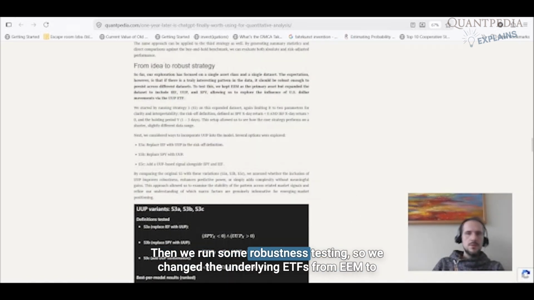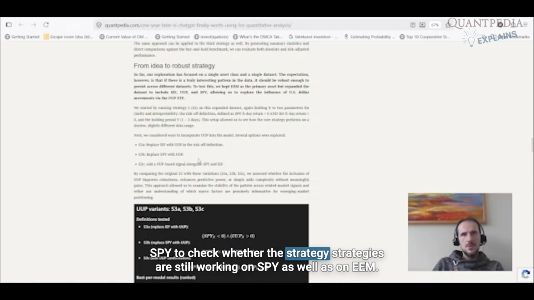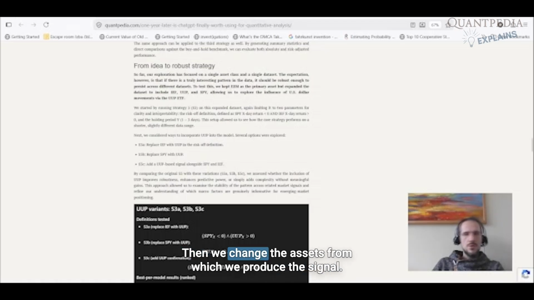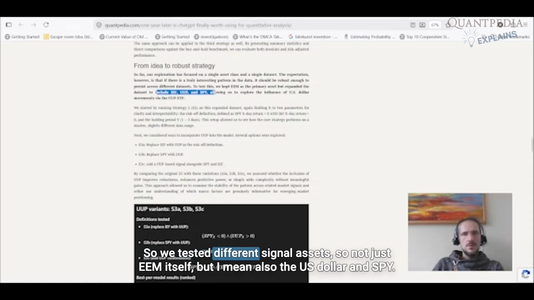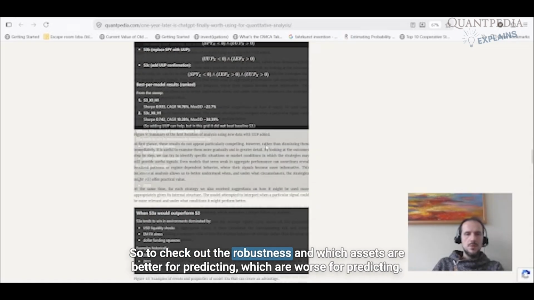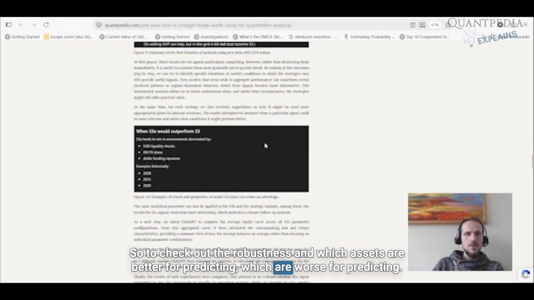Then we ran some robustness testing. So we changed the underlying ETFs from EEM to SPI to check whether the trading strategies are still working on SPI as well as on EEM. Then we changed the assets from which we produce the signal. So we tested different signal assets, not just EEM itself, but also the US dollar and SPI, to check the robustness and which assets are better for predicting, which are worse for predicting.